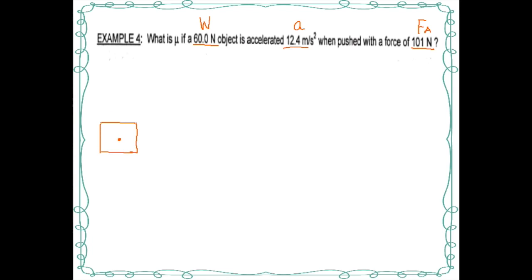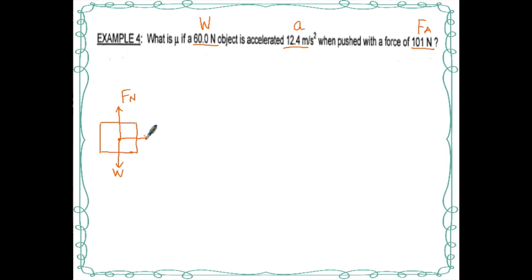So somebody's pushing on this object. You're asked for coefficient of friction, so there must be a friction force, and it's accelerating. So we know there's a net force. Every diagram has weight. There must be a force that balances that. It's the normal force, that's sitting on the table or something. The box pushes on the table, the table pushes on the box. That's the normal force.